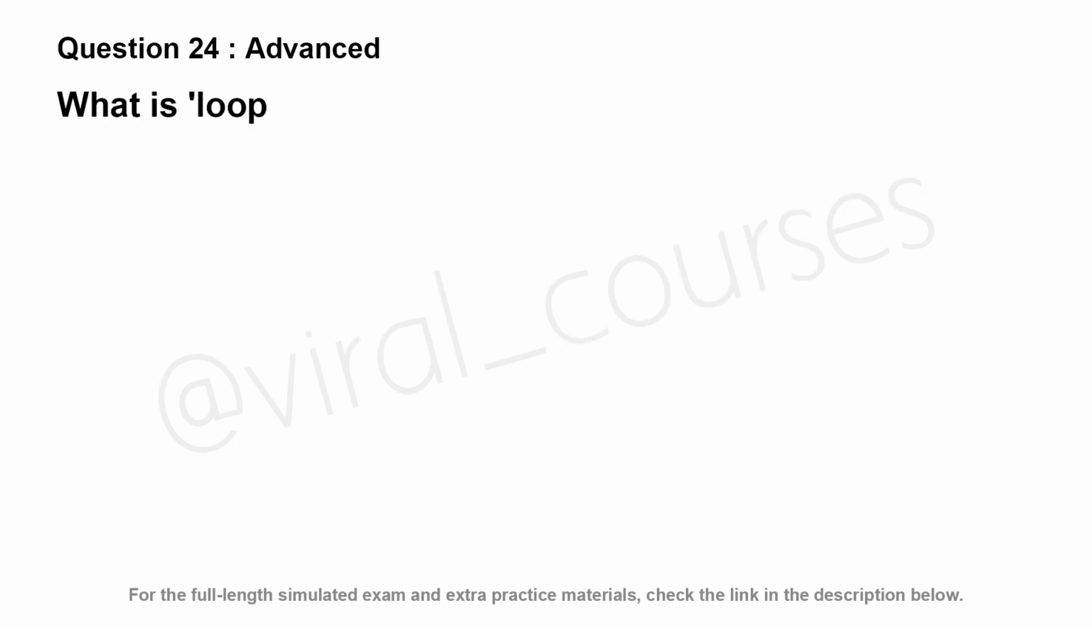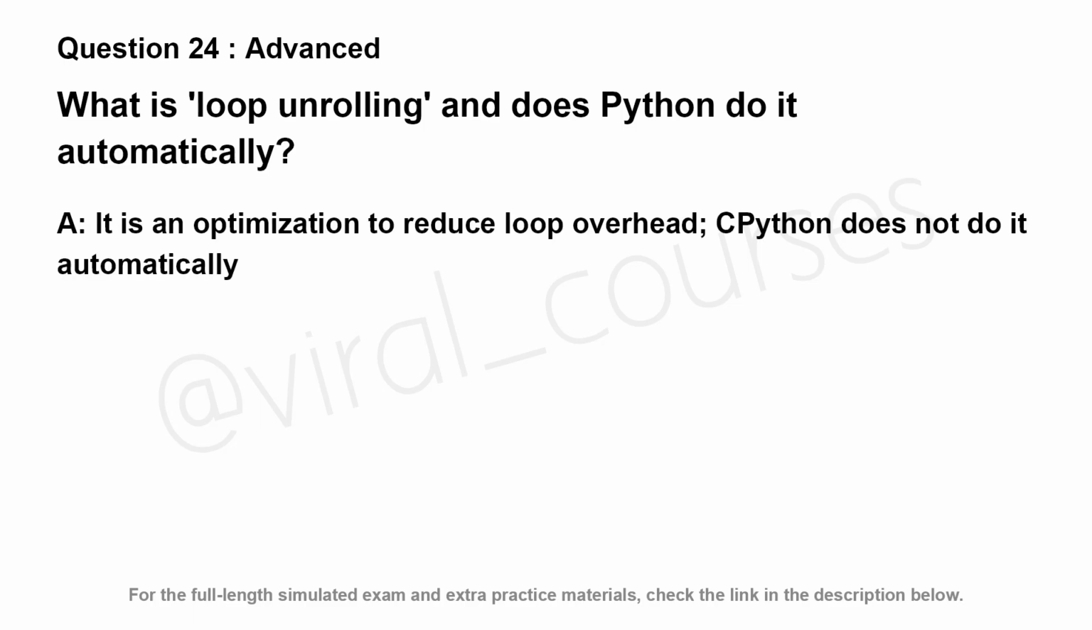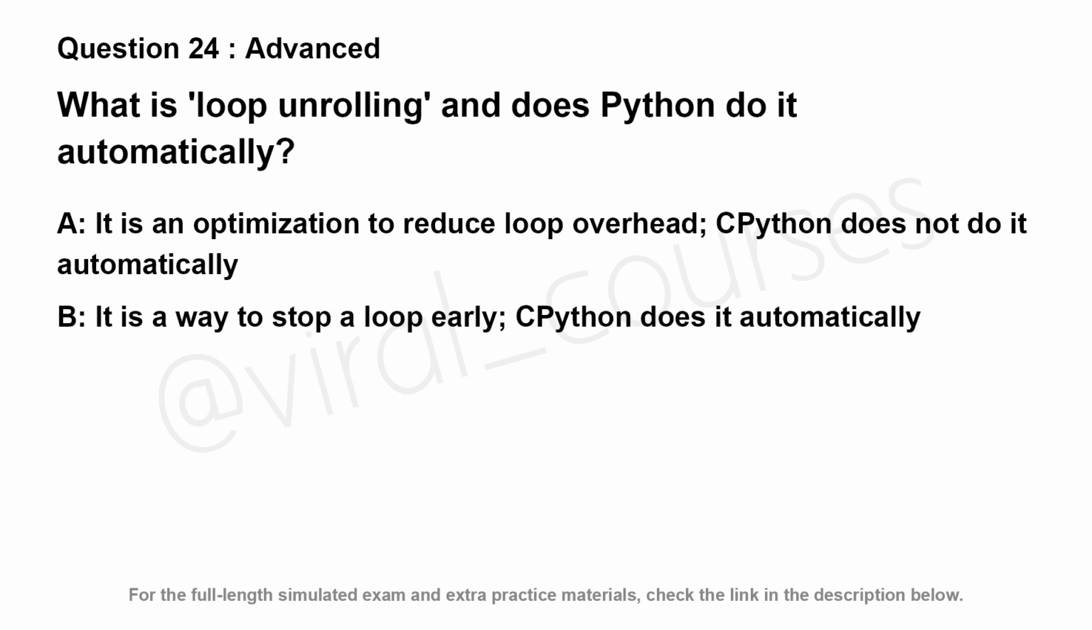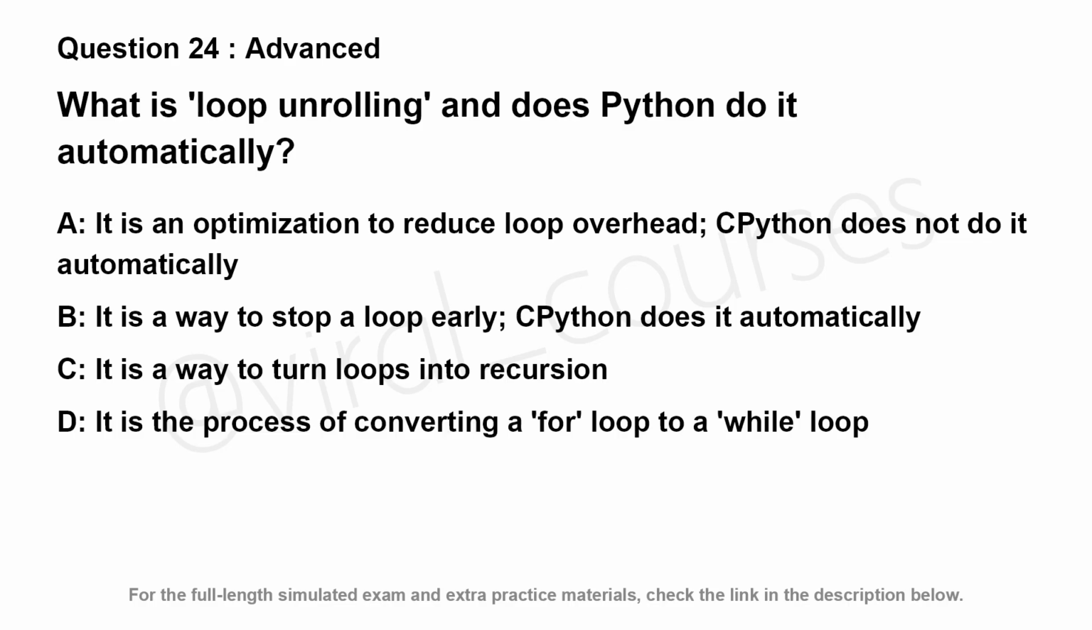What is loop unrolling, and does Python do it automatically? Option A. It is an optimization to reduce loop overhead. CPython does not do it automatically. Option B. It is a way to stop a loop early. CPython does it automatically. Option C. It is a way to turn loops into recursion. Option D. It is the process of converting a for loop to a while loop.